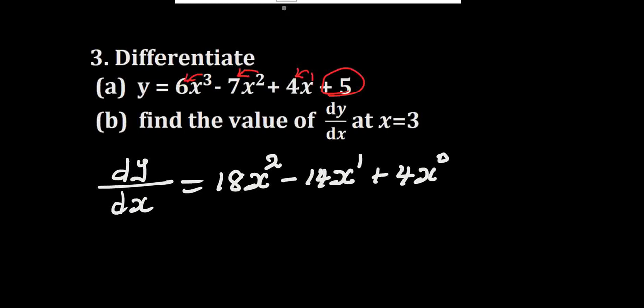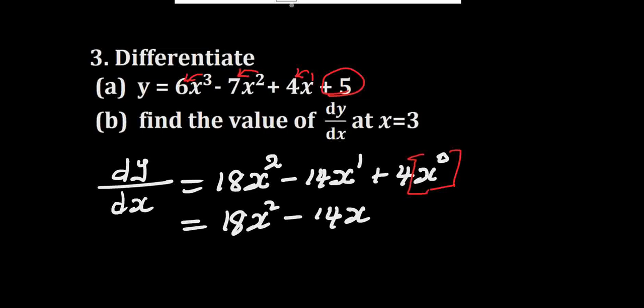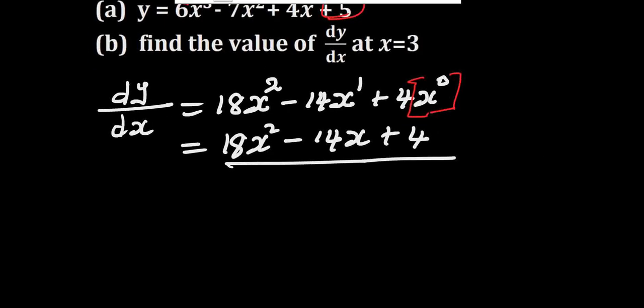So remember, any number raised to power 0 is 1. So 4 times 1 is 4. So this will become 18x squared minus 14x plus 4. So this is the answer to question A. Question B. Find the value of dy/dx at x equal 3.